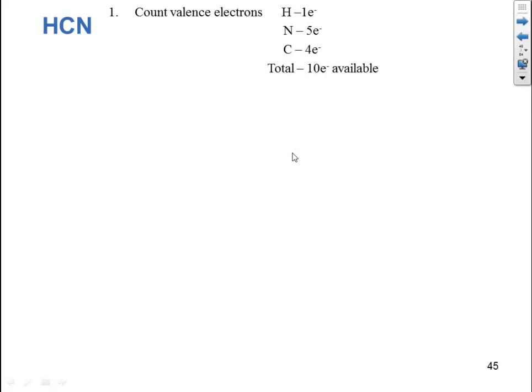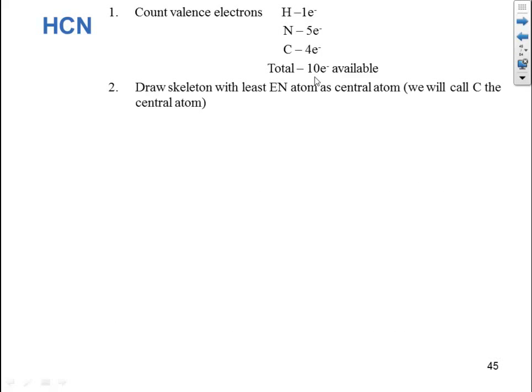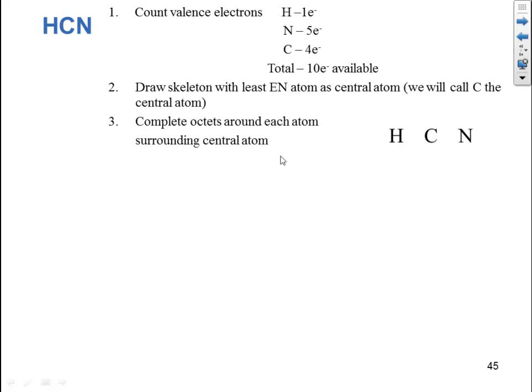HCN. Hydrogen 1, nitrogen 5, carbon 4, that's a total of 10. Central atom, least electronegative in the center, which would be carbon. Complete our octets would be 2 around hydrogen and 8 around nitrogen. Count how many you placed. You placed 10. Compare that to available.